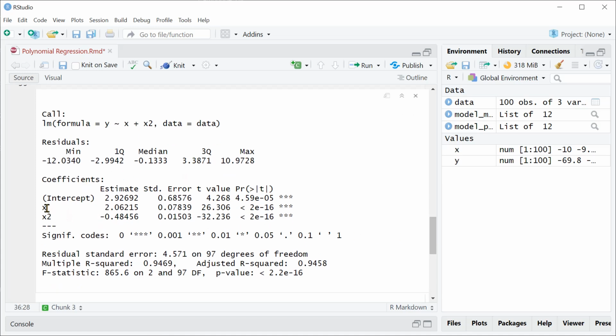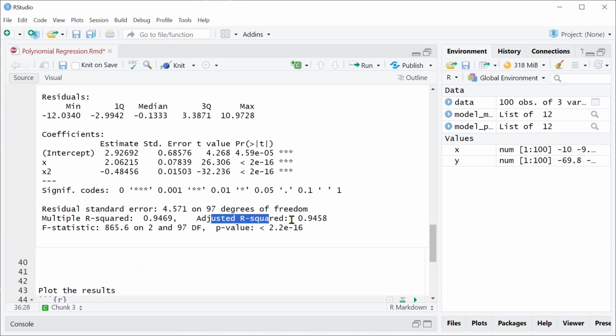So a unit increase in x will lead to 2.06 points of increase in y, while a unit increase in x squared will lead to a negative 0.48 point of change. Again, the adjusted R squared is 0.94, which is extremely high, and it indicates that the model is highly effective at explaining the variation in y.